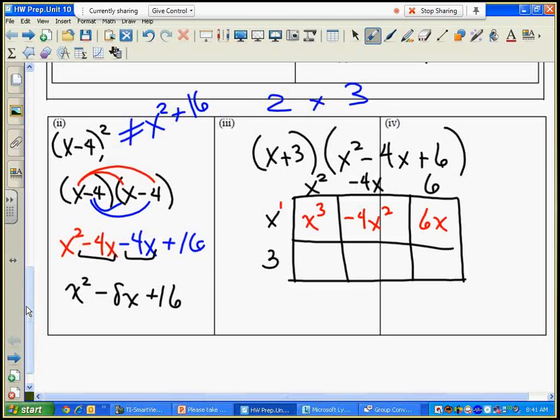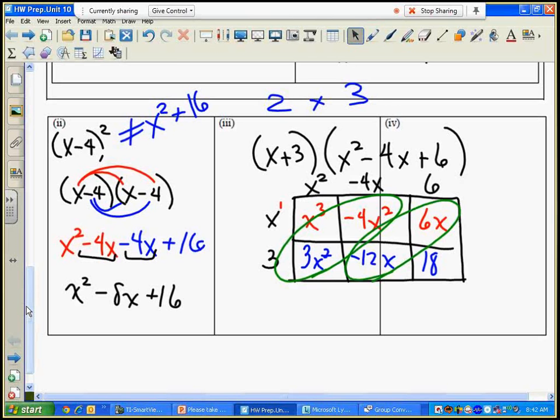All right, let's do the 3. 3 times x squared is 3x squared. 3 times negative 4x is negative 12x. And then 3 times 6 is 18. All right, now let's add to get out. I'll be looking to see which of these terms are like terms, which can be added together. Well, those are x squareds, those can go together. And those are x's, those can go together.